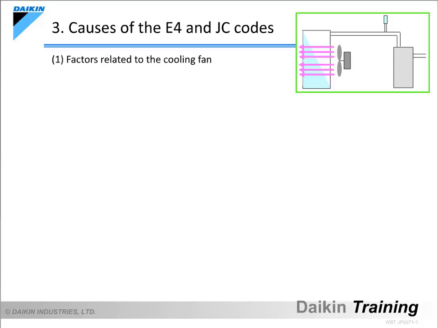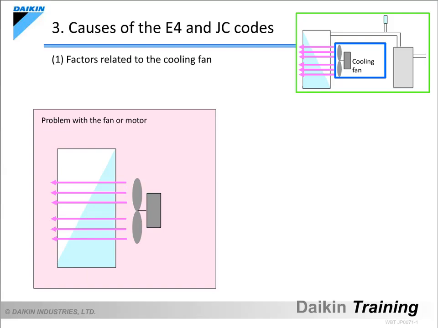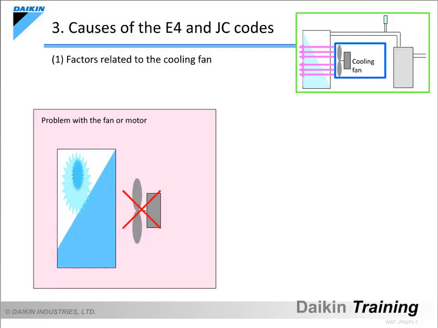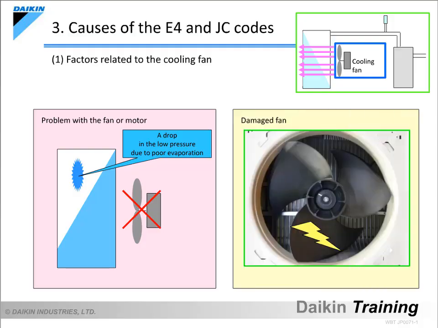Let's now take a look at the causes resulting in the E4 code. Among the causes that lead to the E4 code, let's first look at those related to the cooling fan. The fan in the evaporator is always on during heat exchange in order to deliver fresh air. If the air conditioner's fan or motor malfunctions, it fails to deliver the air necessary for this heat exchange process, causing a drop in the low pressure. This results in the E4 code. Damage to the fan blades also prevents the delivery of the air necessary for heat exchange, causing a drop in the low pressure and resulting in the E4 code.